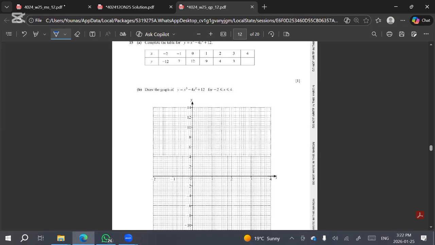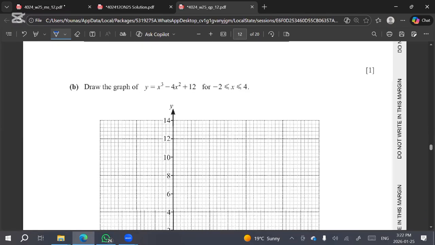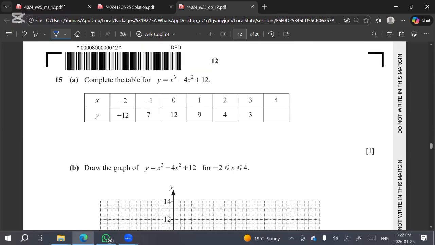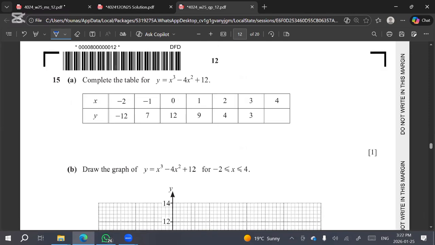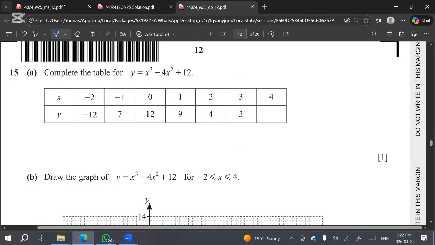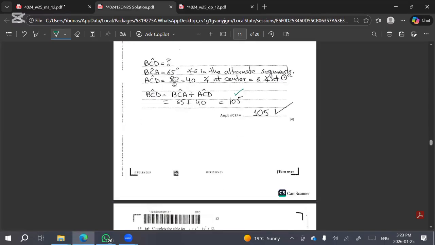First of all, let's do the A part. So here we have question number 15, A part. It says complete the table for y equals x cubed minus 4x squared plus 12. I need to find out the value here. Very simple: in that formula, wherever there is x, substitute that x with 4. Let me show you.